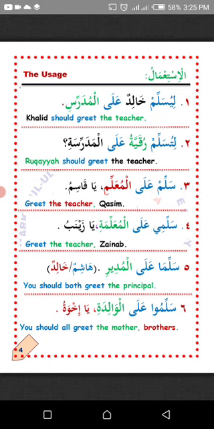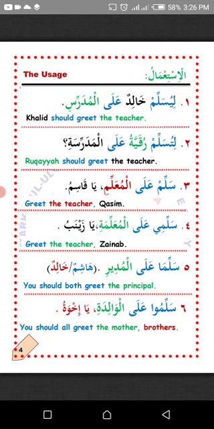Thalatha, number 3. Greet the teacher, Qasim. Arba'a, number 4. Greet the female teacher, Zainab. Khamsa, number 5. You should both greet the principal, talking to Hashim and Khalid.